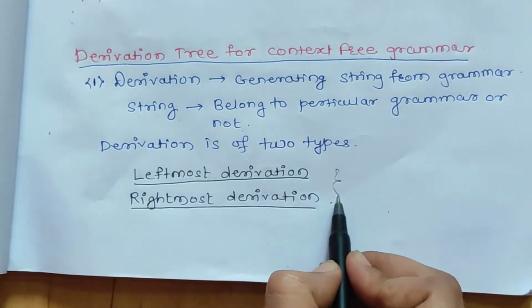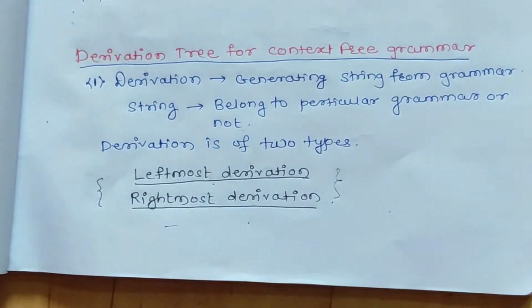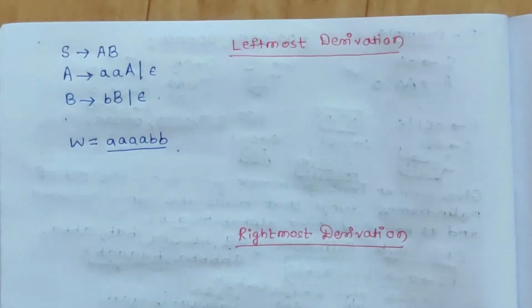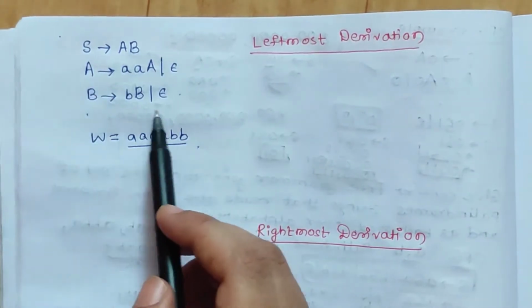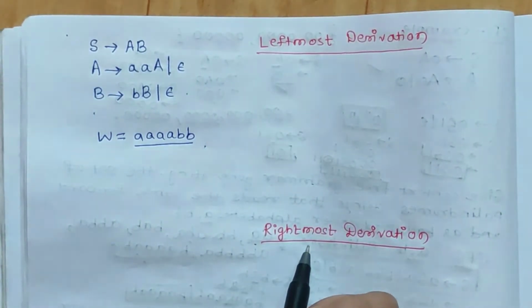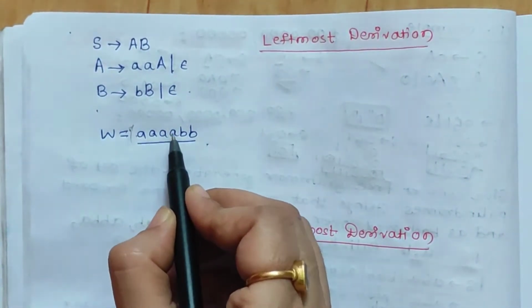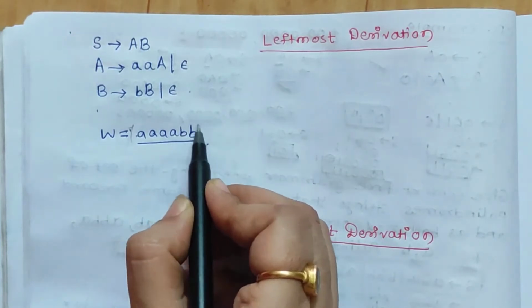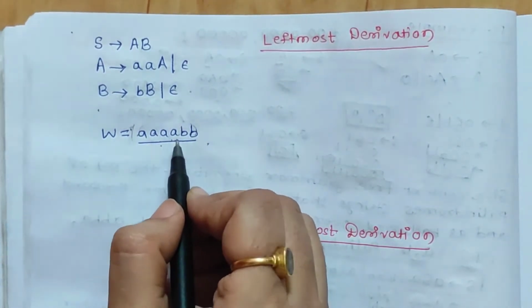Now derivation is of two types. The derivation can be leftmost derivation or the rightmost derivation. Suppose we are provided with one grammar and we can see both the derivations, leftmost derivation as well as rightmost derivation. For the above example, consider this string abbb. So this is a string and we have to generate a leftmost derivation for this string.